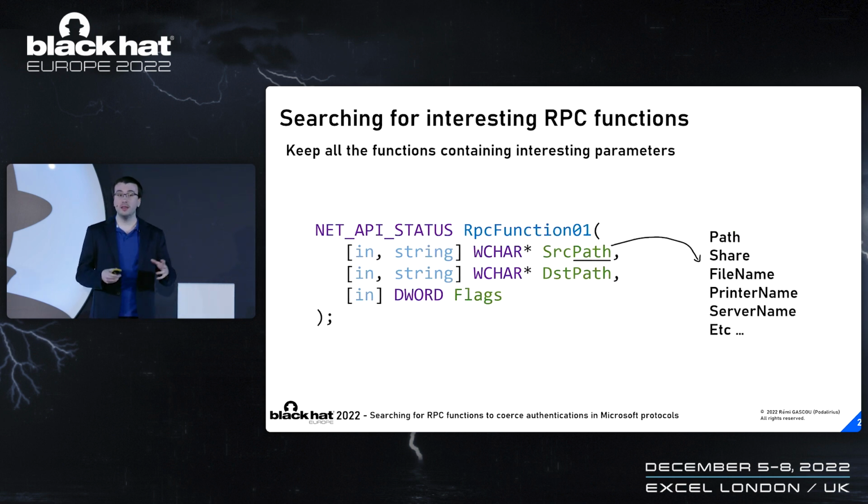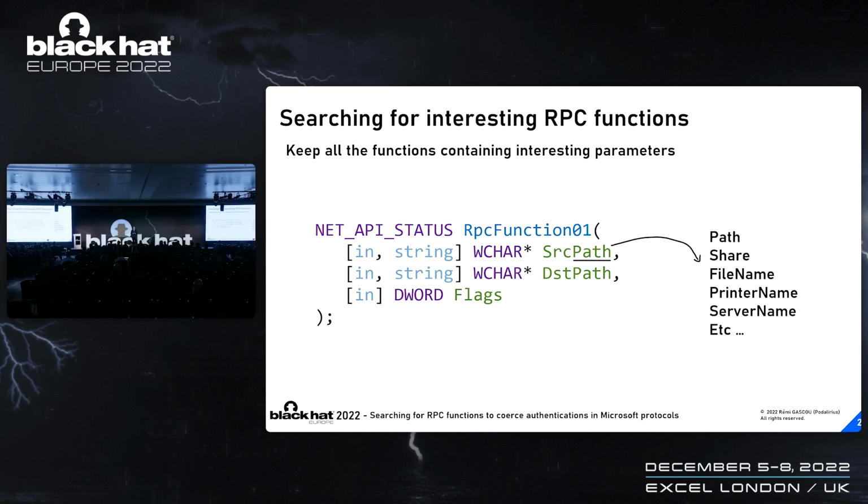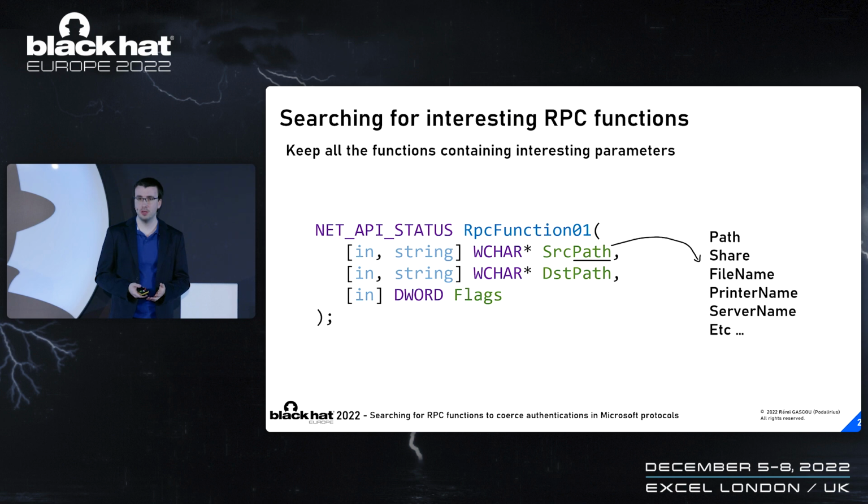What we can do is analyze all the RPC functions known to coerce authentications up to this day, and we see that every function known up to this day to coerce authentications is using either path, share, file name, printer name, server name inside one of these arguments as the attack vector. And the UNC path is always injected in one of these arguments. So if we try to create a model to look for all of the functions that use these arguments to coerce authentications, we can start from this and just parse everything in the documentation and list every function that has these names inside its arguments.